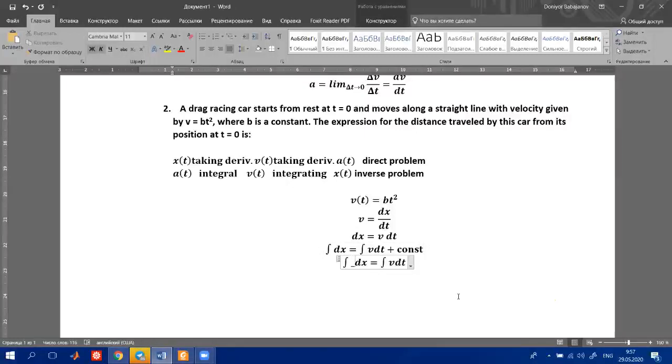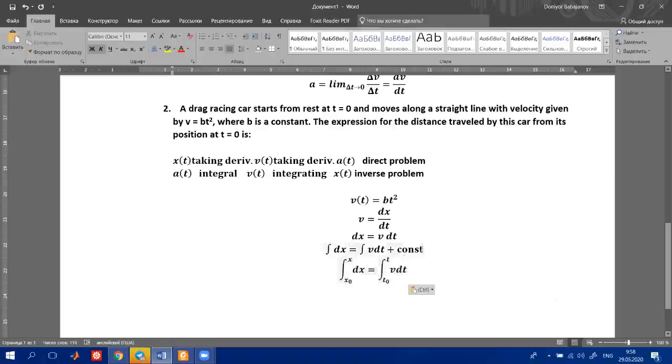For example, x changes from initial x to final x. Limits of integration over x are x initial and x final. Let's call it x zero, the initial coordinate, and the final coordinate is x. These are integration limits. And for time, here is integration over time. Time also changes from initial time to final time. So limits of integration are t0 and t.